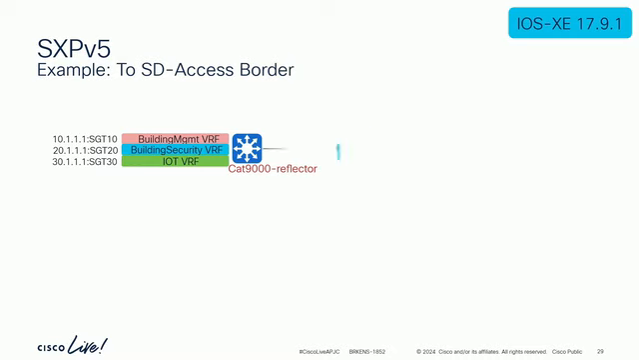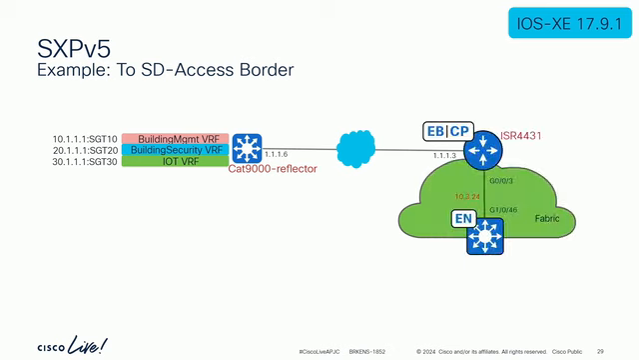And what this does really is it concatenates that. It allows you to have one SXP connection, but we carry the VRF information in the packets, in the SXP technology. So we don't just carry the IP and the SGT, we carry the VRF as well. In fact, we carry the VLAN additionally to that as well. So as an example, we connect from a Catalyst device on the left to an SD-Access border.